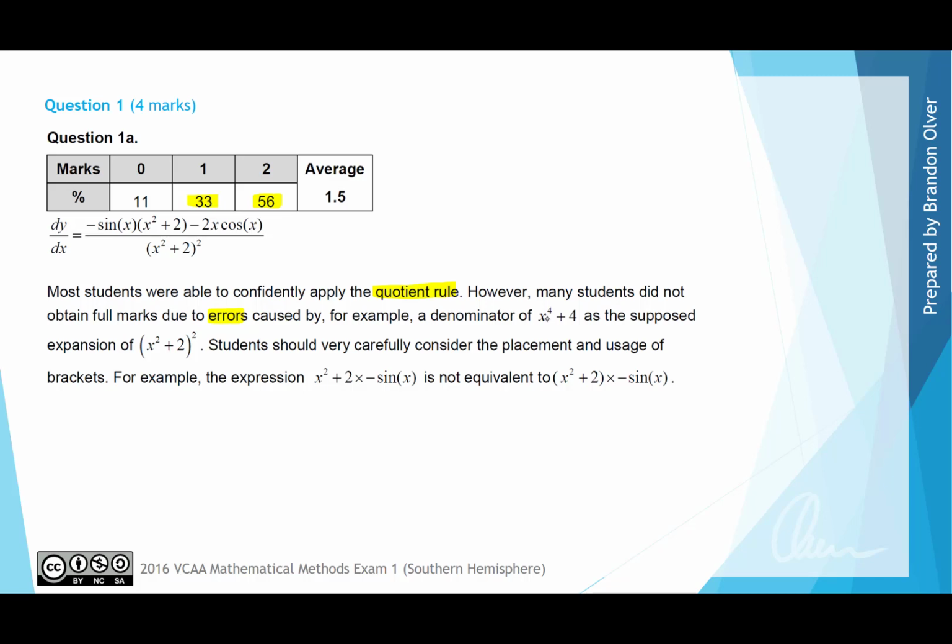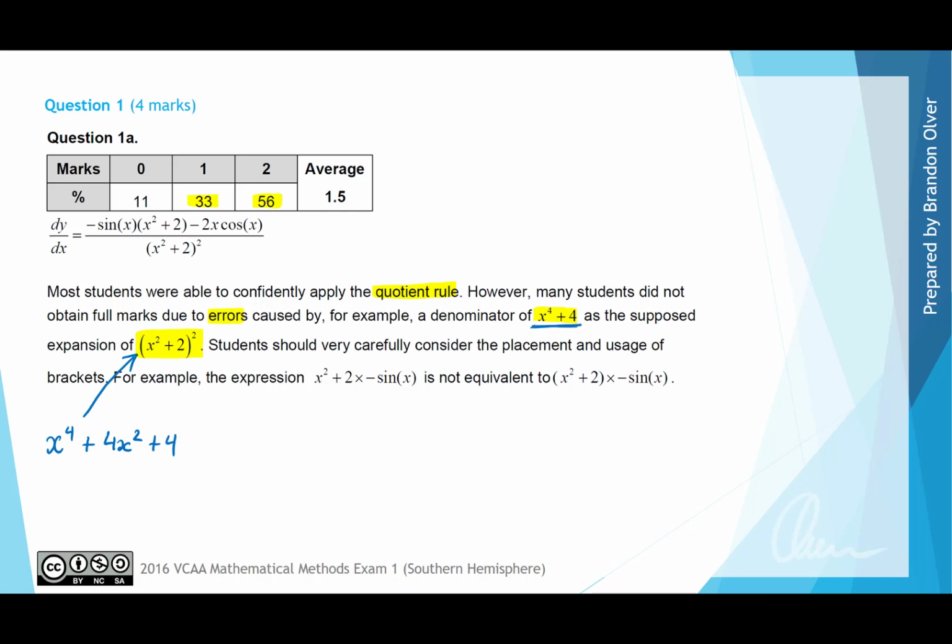For example, the denominator, which should have been x squared plus 2 all squared, was often incorrectly given as x to the power of 4 plus 4. Students should be reminded that if that was to be expanded, that should have been x to the power of 4 plus 4x squared plus 4, which is obviously not equal to what many students wrote.